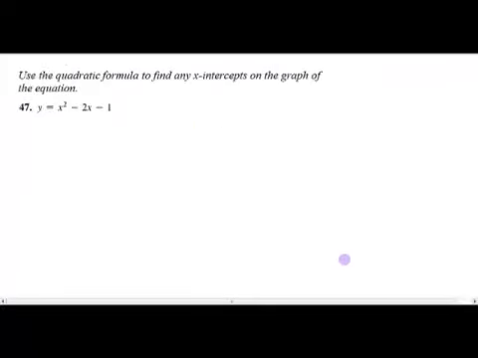Let's use the quadratic formula to find any x-intercepts on the graph of this equation. Now we're not even going to graph this equation, we'll just find those x-intercepts algebraically. Think of what it means to find an x-intercept in the first place. It means that the y is 0. So if I make my y 0, I can try and find the x-intercepts. Now I cannot factor this, so I definitely will need to use some other method. So we'll use the quadratic formula to find it.